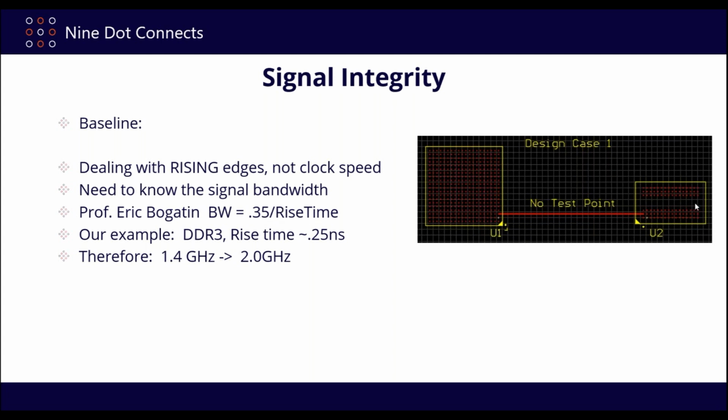In our situation, we're taking it from a DDR3 point of view, and the rise time was approximately 0.5 nanoseconds. Again, it's not about the clock, it's about the rise time of that edge. Our bandwidth would be up to 1.4 gigahertz. Just to keep it simple, especially when you look at these charts, we're going to keep it at 2.0 gigahertz. So we want to look at up to 2.0 gigahertz on this.